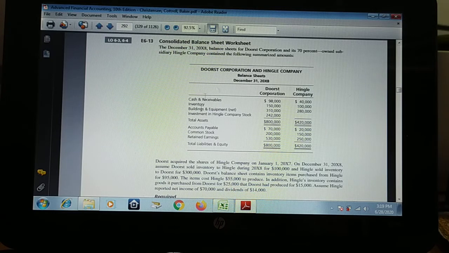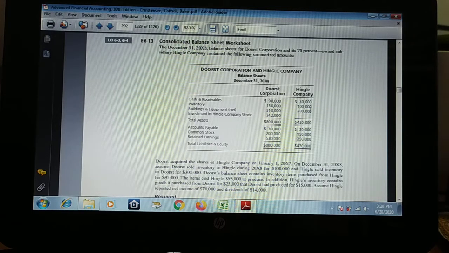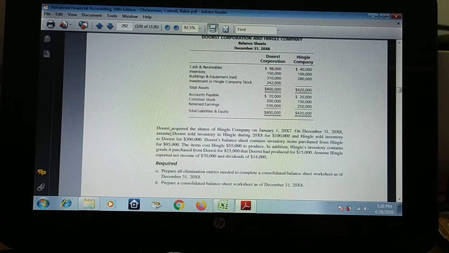So we are given the balance sheet of December 31st 2008 for both companies, and of course if it is a given balance sheet, then it has already calculated all of the income and the net profit, etc. So basically this is already the final number of the operation during the year. So Doors acquired the shares of Hingle Company on January 1st 2007.